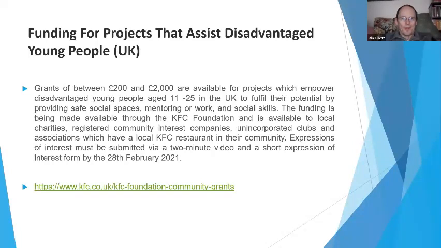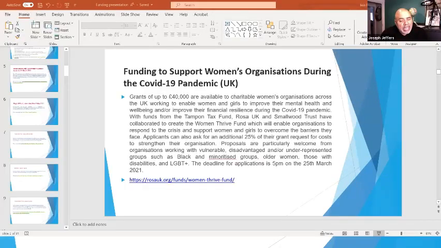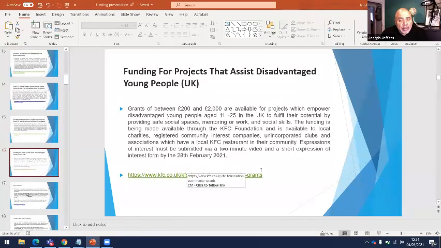Funding for projects that assist disadvantaged young people. Grants of between £200 and £2,000 are available for projects which empower disadvantaged young people aged 11 to 25. That one's a really easy one. What they ask you to do is send them a short video that you do on your phone, just telling them about the project, and it's 2 sheets of A4 paper. That's it.